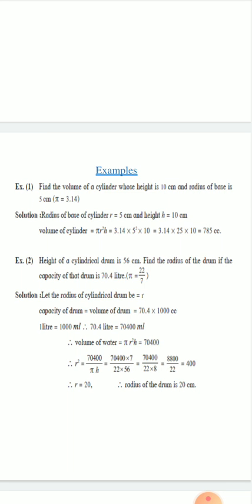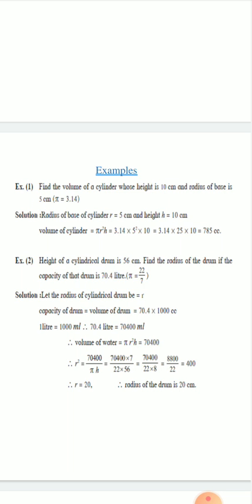So 70,400, and pi is given as 22 by 7. So this 7 in division becomes, likewise, a by b by c, which is equal to a into c divided by b. In the same way, this 7 comes in the numerator. So your answer is 70,400 into 7 divided by, in the denominator, 22 and 56 remaining. So we have to multiply them. So the final simplification is 70,400 divided by 22 into 8.